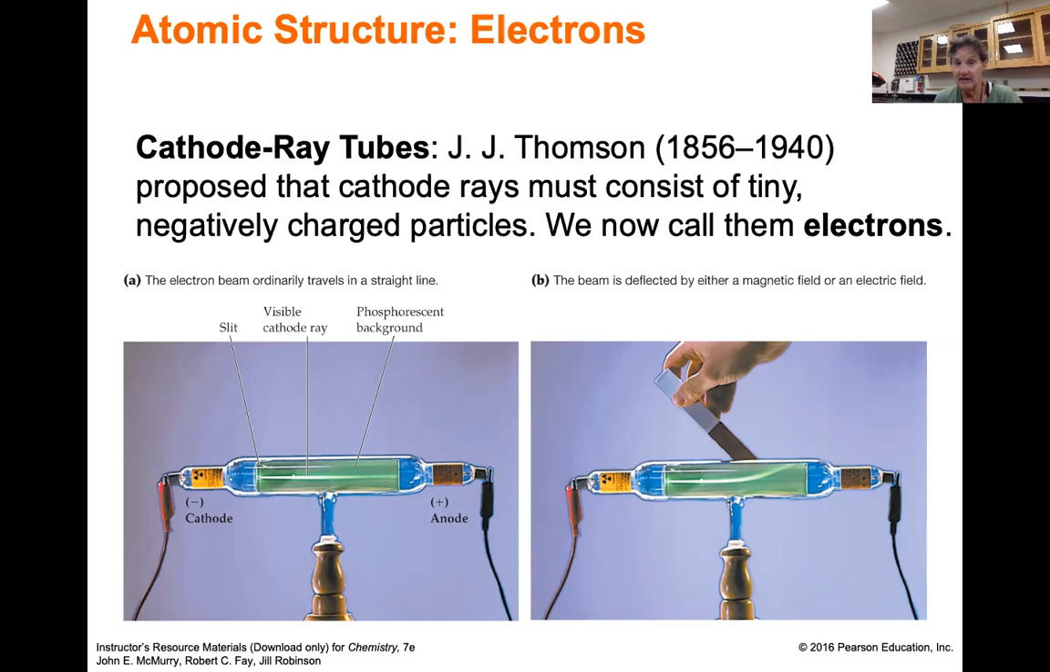And when you do that, what you see is that those cathode rays in there are actually tiny negatively charged particles, and they called them electrons at that point. So if you look on the right, you see that when you put a magnet there, you can bend that ray. And so electrons, which are negatively charged, can interact with a magnetic field.